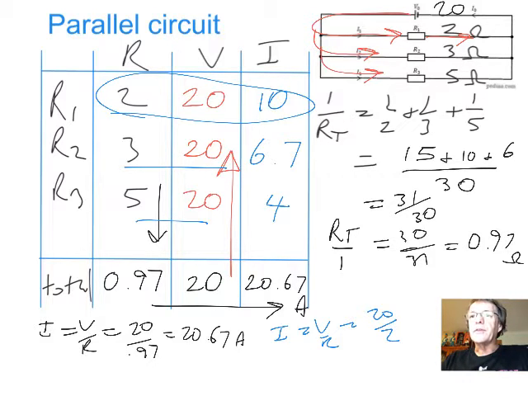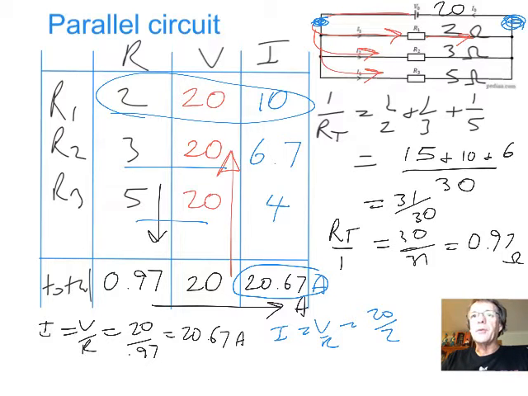So if you look at those currents and add them together, because when they come back together here, you'll get the total again, as before they split up. So that would be 10 plus 6.7 plus 4, you're getting around 20.7, which is what I've said here, 20.7 amps. So the current has actually split up, but it comes back together. So that should match up.